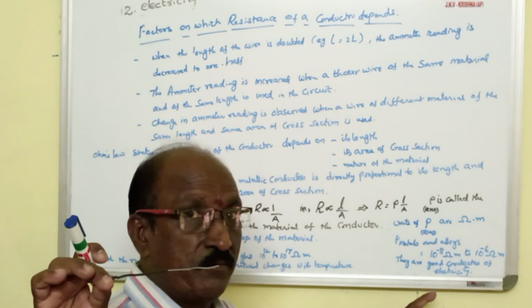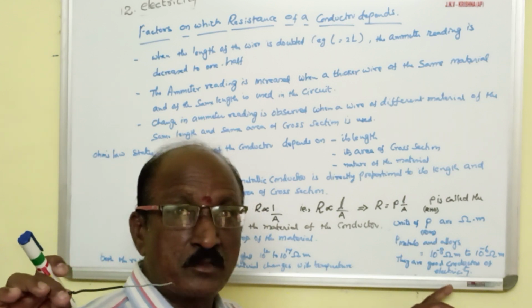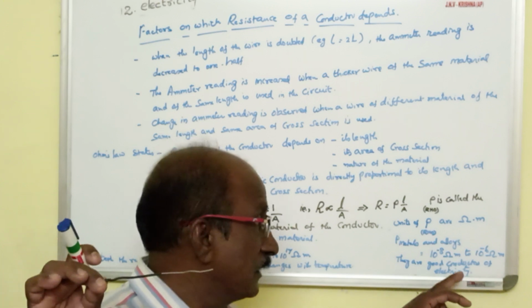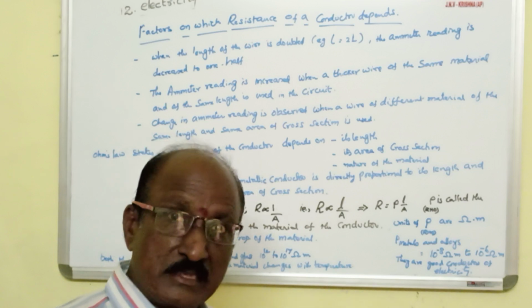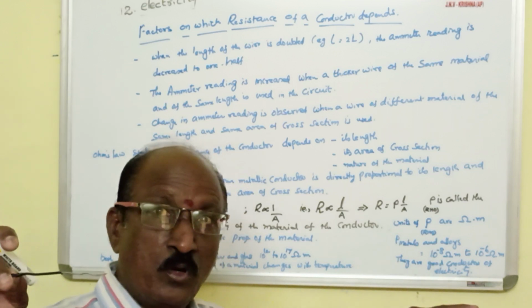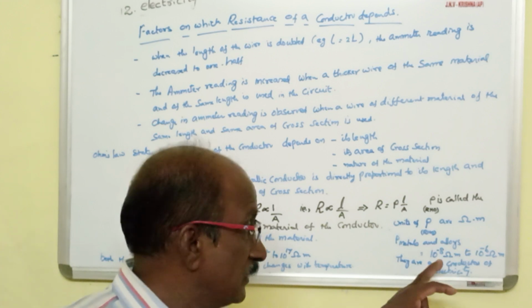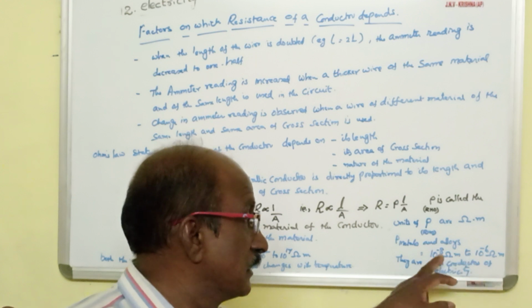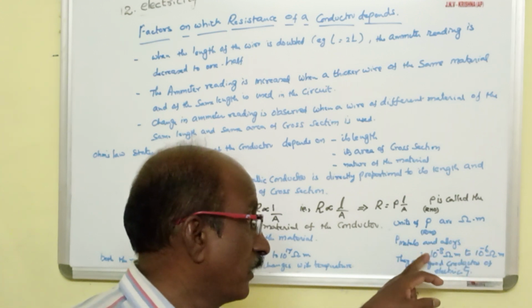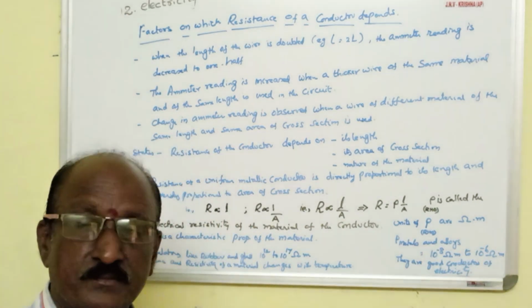The values presented here are between 10 to the power of minus 8 ohm meters to 10 to the power of minus 6 ohm meters. Means 10 to the power of minus 6 is 100 times 10 to the power of minus 8. So from 1 to 100 times 10 to the power of minus 8 ohm meters.